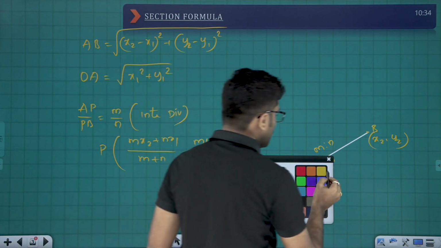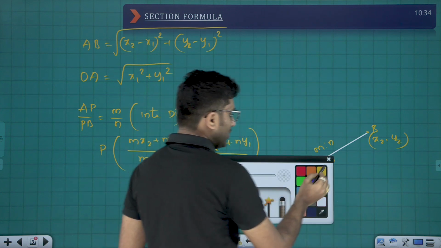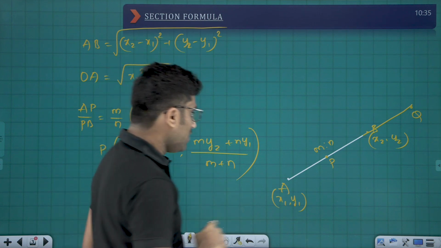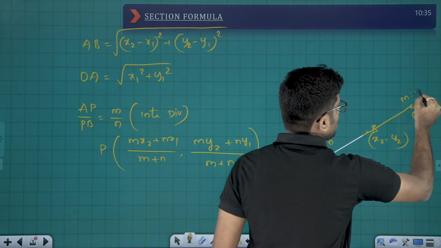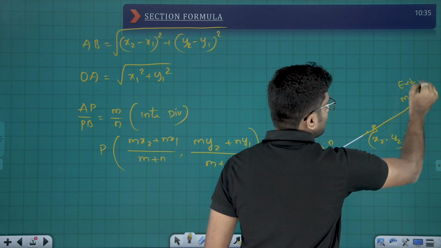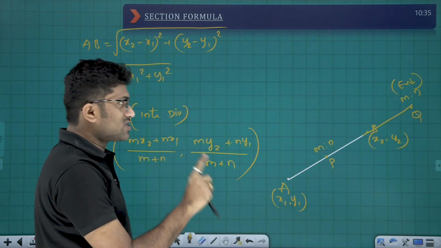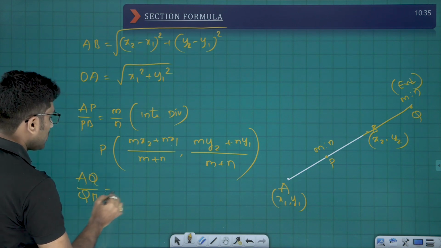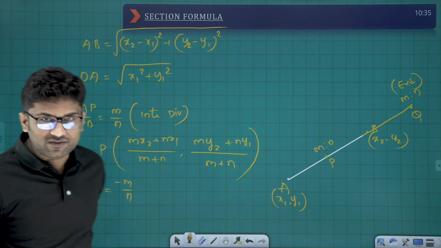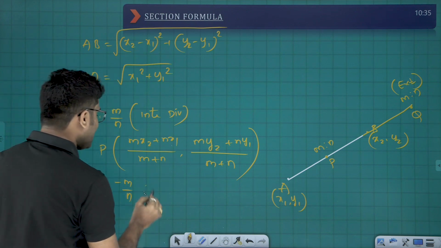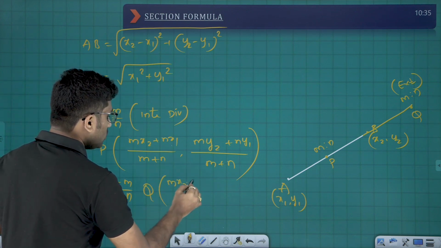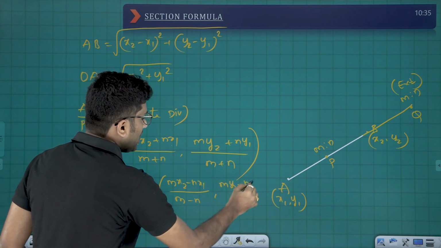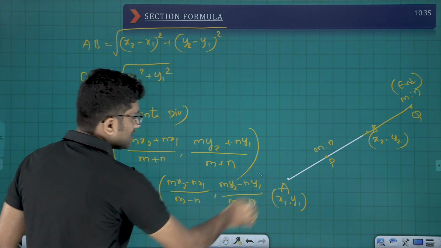Suppose if there is another point Q, which is dividing the join of AB in the same ratio m:n, but externally, friends. Q is dividing AB in the ratio m:n externally. So then that becomes AQ by QB is equals to, if the division is external division, then we take ratio as negative. So in that case, coordinates of Q will be (mx2 minus nx1) divided by (m minus n), comma (my2 minus ny1) divided by (m minus n).